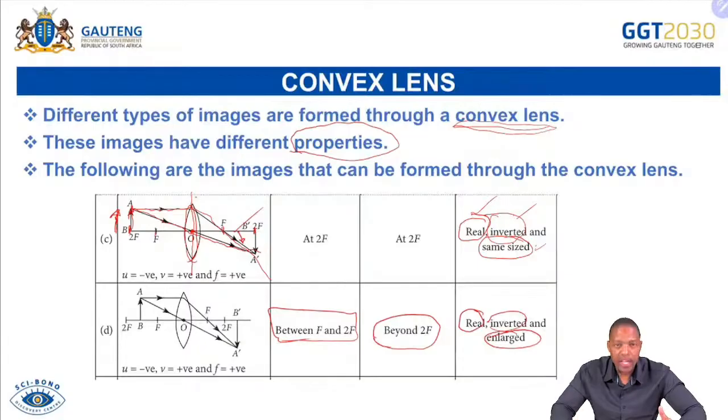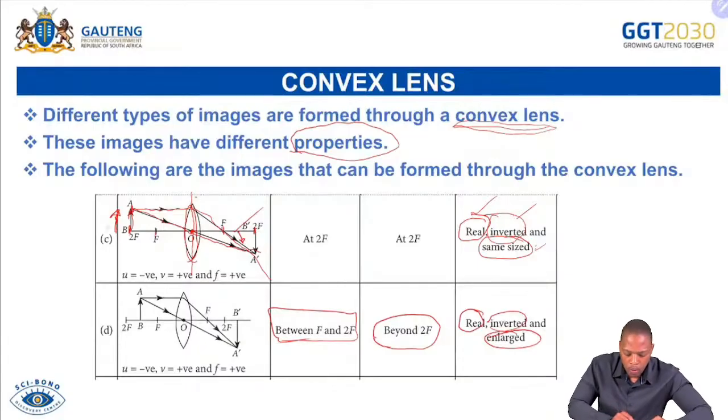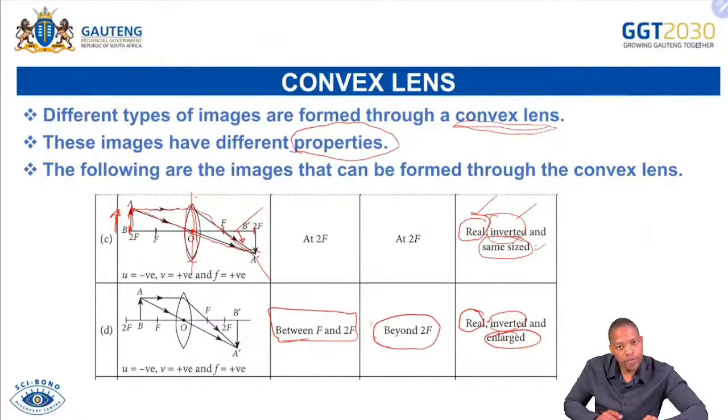I hope you are seeing here this sort of a pattern. Before 2F, the image was real, inverted, smaller than. At 2F, the image is real and inverted, equal to. Between 2F and F, the image is beyond 2F. So it's as if the image is running away. It is real, inverted, and the image keeps on gaining size because it was smaller than, it was same size, now it is enlarged, meaning that it is bigger than the object.